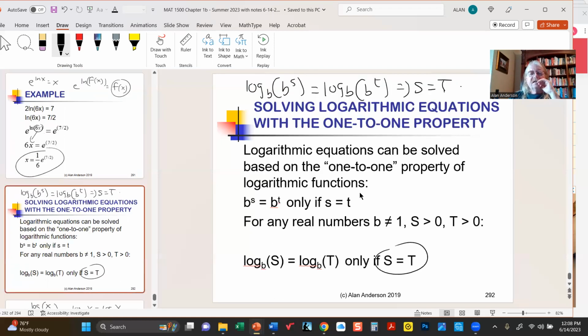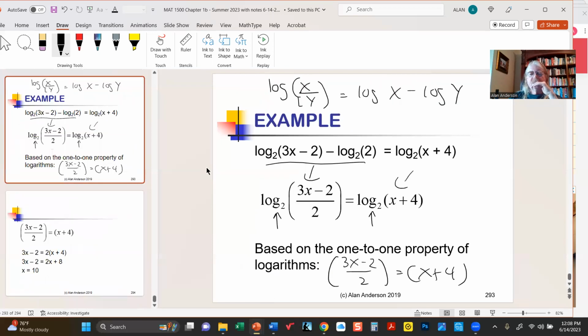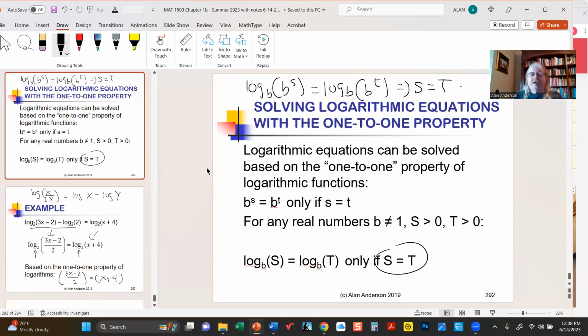So finally, we're building up to this final result. The one-to-one property for logarithmic equations tells us that if we have the same base, log base b of S equals log base b of T implies that S equals T. So remember what we had before with exponentials. It's the same thing. They're just rearrangements of each other. They're not two separate conditions.